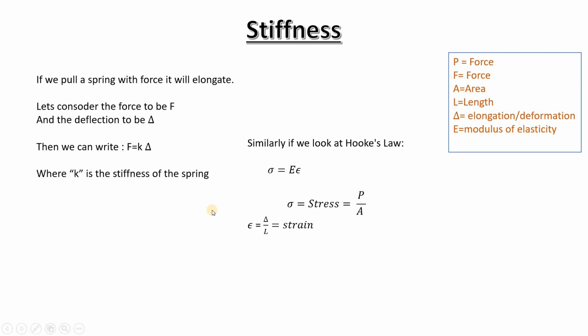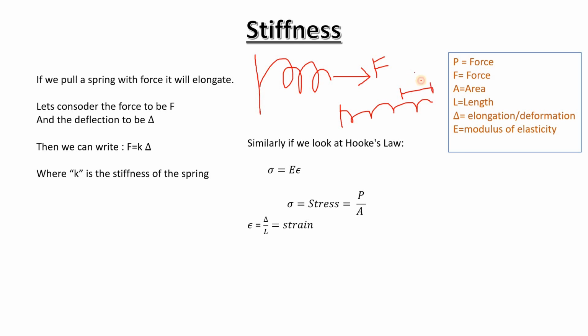In this course, we're going to be working with stiffness a lot, so let's get to know what stiffness really is. Consider a spring, and if I pull the spring in this direction with some force, the spring is going to elongate, right? If we consider that force to be F and the elongation to be delta, then we can write F is equal to K delta, and here K is the stiffness of the spring.